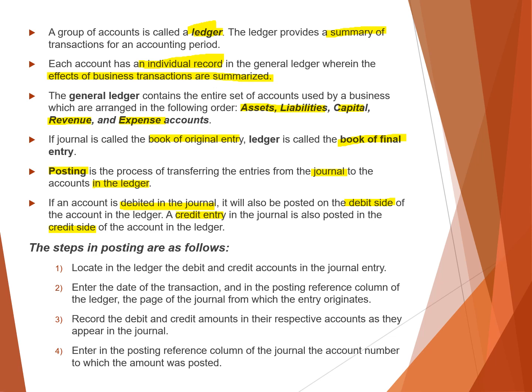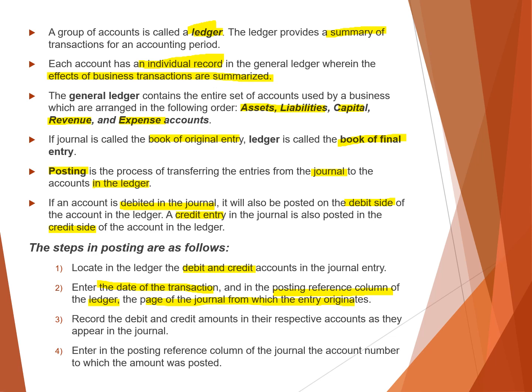Now, these are the steps in posting. The first one is to locate the ledger in the ledger, the debit and credit accounts in the journal. Hanapin mo muna, kunwari, first entry mo, di ba, yung kaninang entry natin, debit cash. So, hanapin mo yung cash dun sa ledger. Ngayon, kung naka-debit siya, ilagay mo siya sa debit. Tapos, syempre, bago mo siya ilagay sa debit, ilalagay mo muna yung date ng transaction. Tapos, yung posting reference column ng ledger, at saka yung page number ng journal, saan siya nanggaling. So, don't worry, may illustration naman.